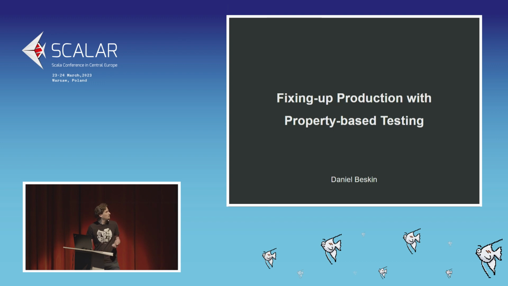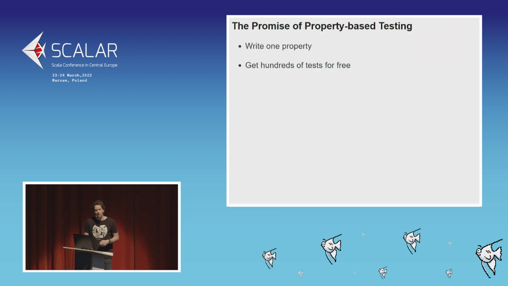So let's just get to it. I mean, no introductions. I'm sure many of you have heard at some point about property-based testing. It usually goes something like this. They say that you'll write one property and you get many hundreds of tests for free, not just one measly unit test. And that sounds all very promising.